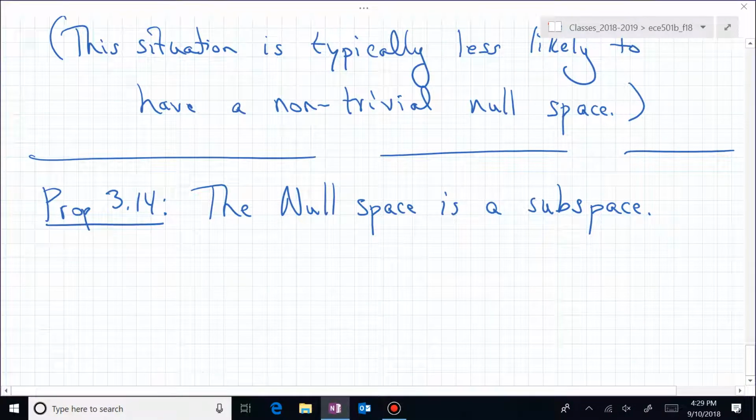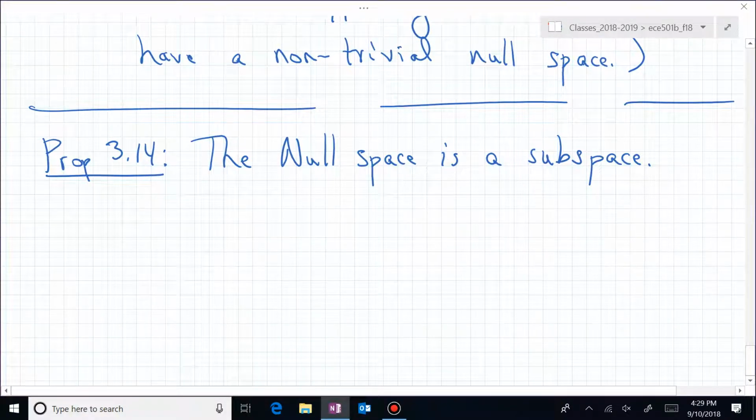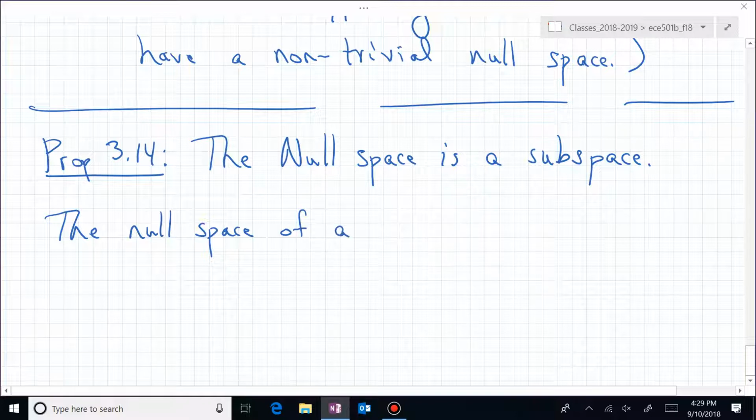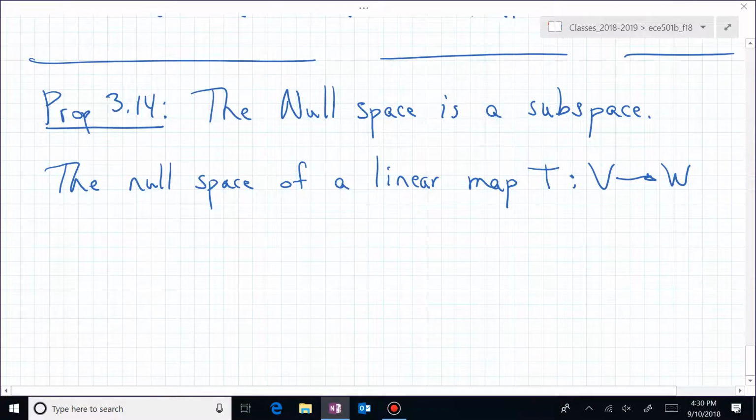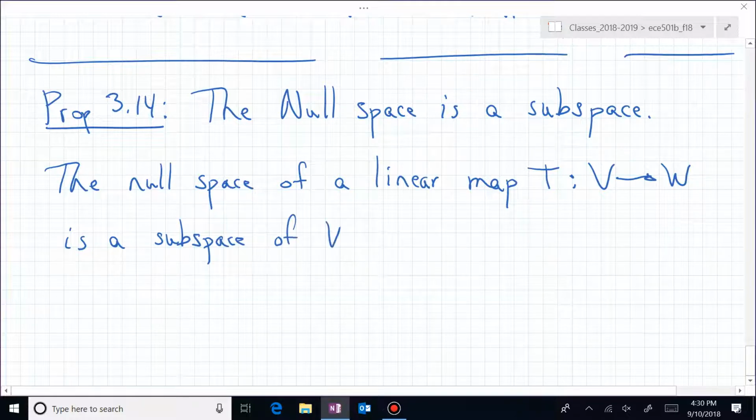So here, the null space is a subspace. That's basically the label on proposition 314. What that says then is just another restatement underneath that. But this is sort of the abbreviated title of proposition 314. 314 says that the null space of a linear map T such that a domain V is taken into a codomain W, is a subspace of V.